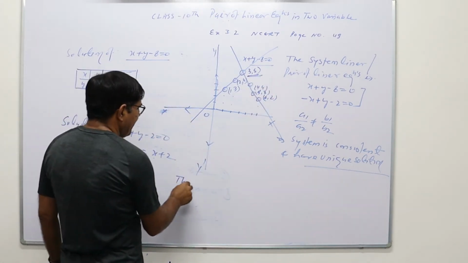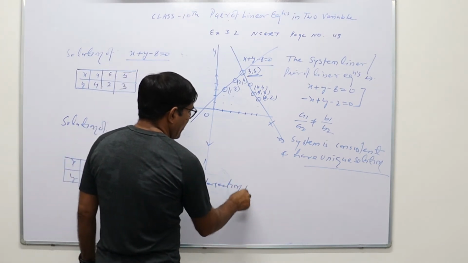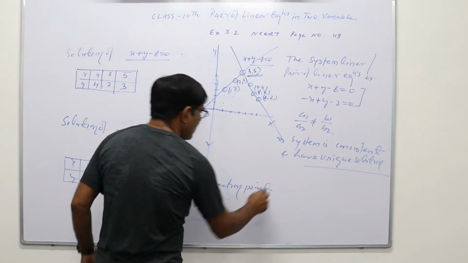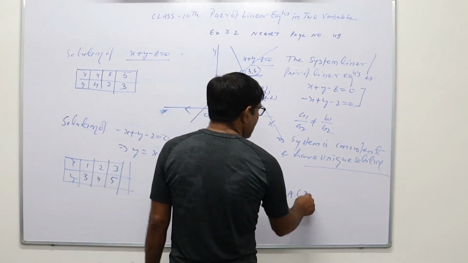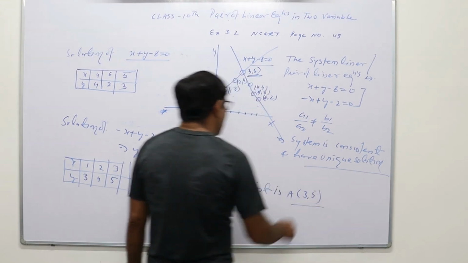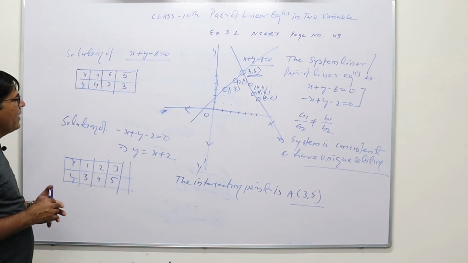So the intersection point is, let us say, A (3, 5). And it is the solution of this pair of linear equations.